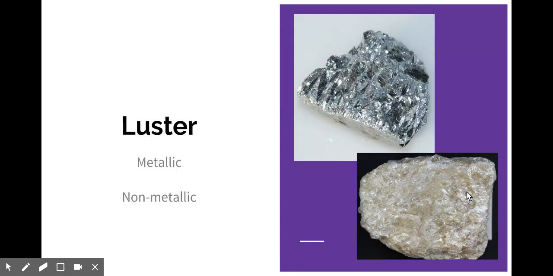There's also what we call luster. It's basically how the light reflects off of the surface. And there are two basic kinds, and those are metallic and non-metallic. Obviously, looking at these two samples, this one looks like a metal, and this would be the metallic luster. And this one, of course, does not look like metal and would be non-metallic.